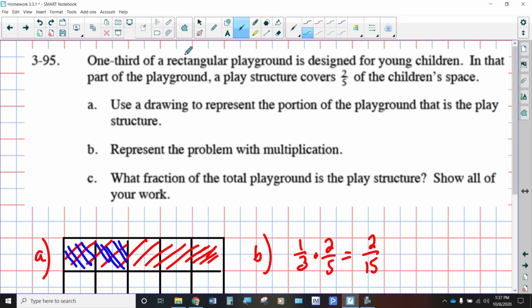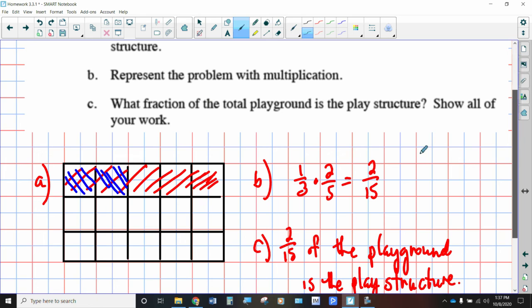All right, 1/3 of a rectangular playground is designed for young children. In that part of the playground, there's a structure that covers 2/5 of this space. So in essence, what we're doing is we're trying to find out what is 2/5 of 1/3, or what is 1/3 of 2/5. So if I take a rectangular box that represents the entire playground, 1/3 of it is for children, and 2/5 of that section is meant for the children's play structure.